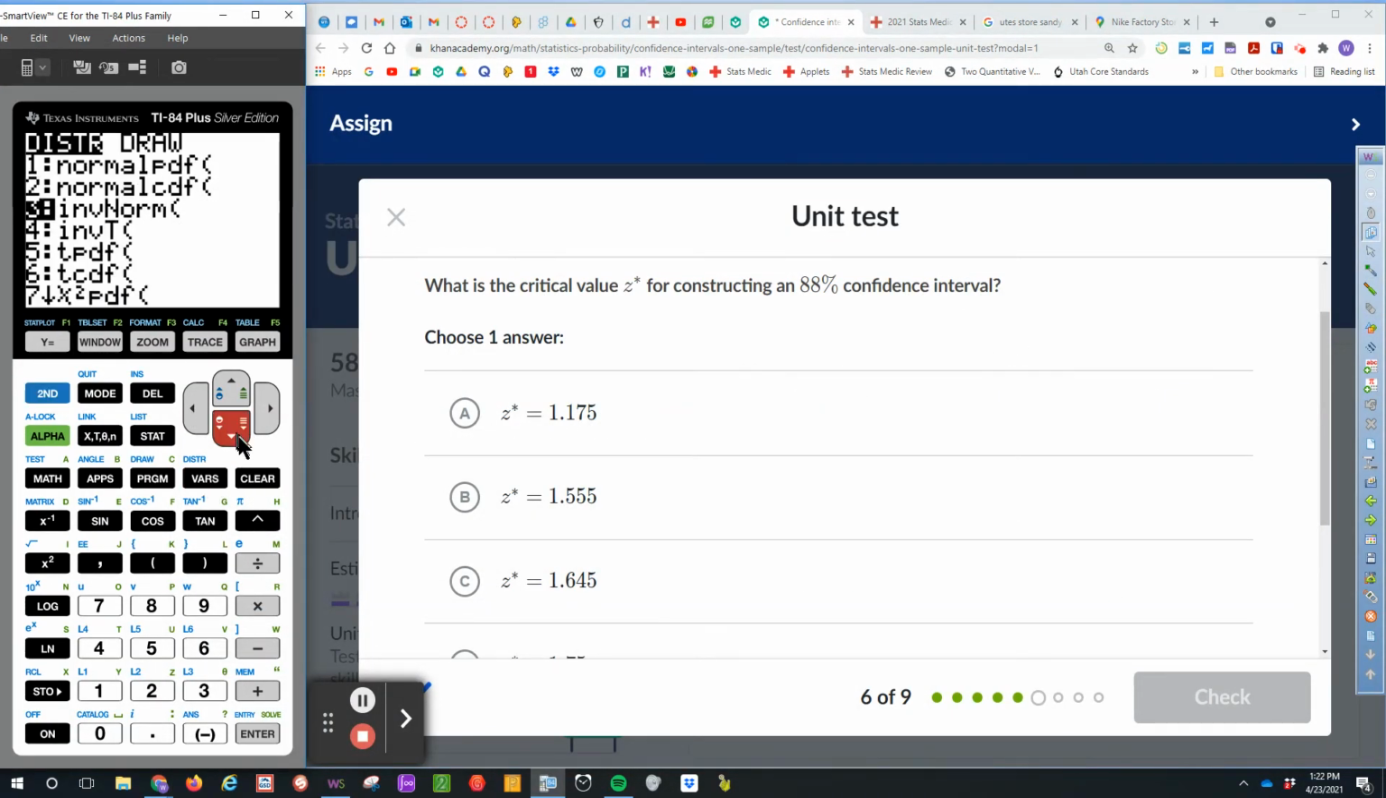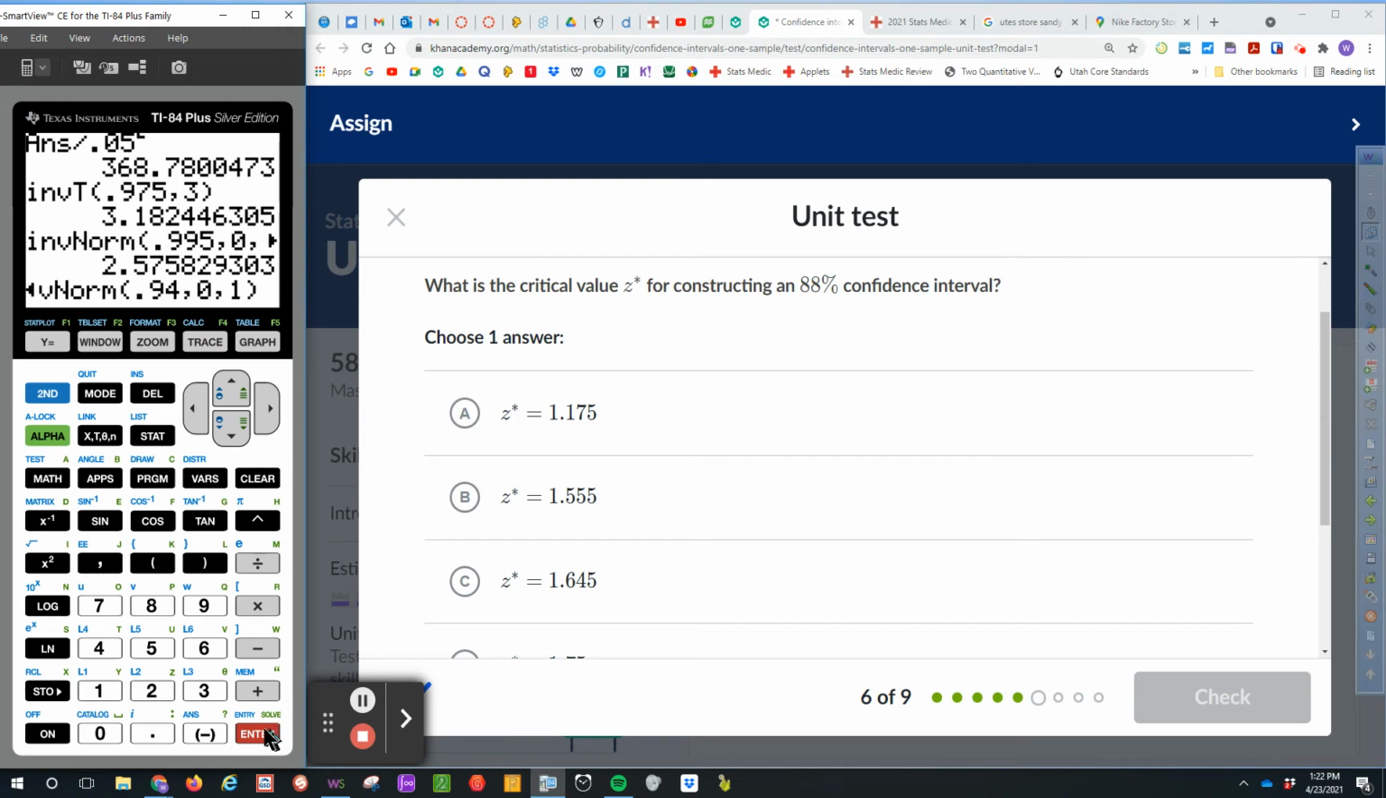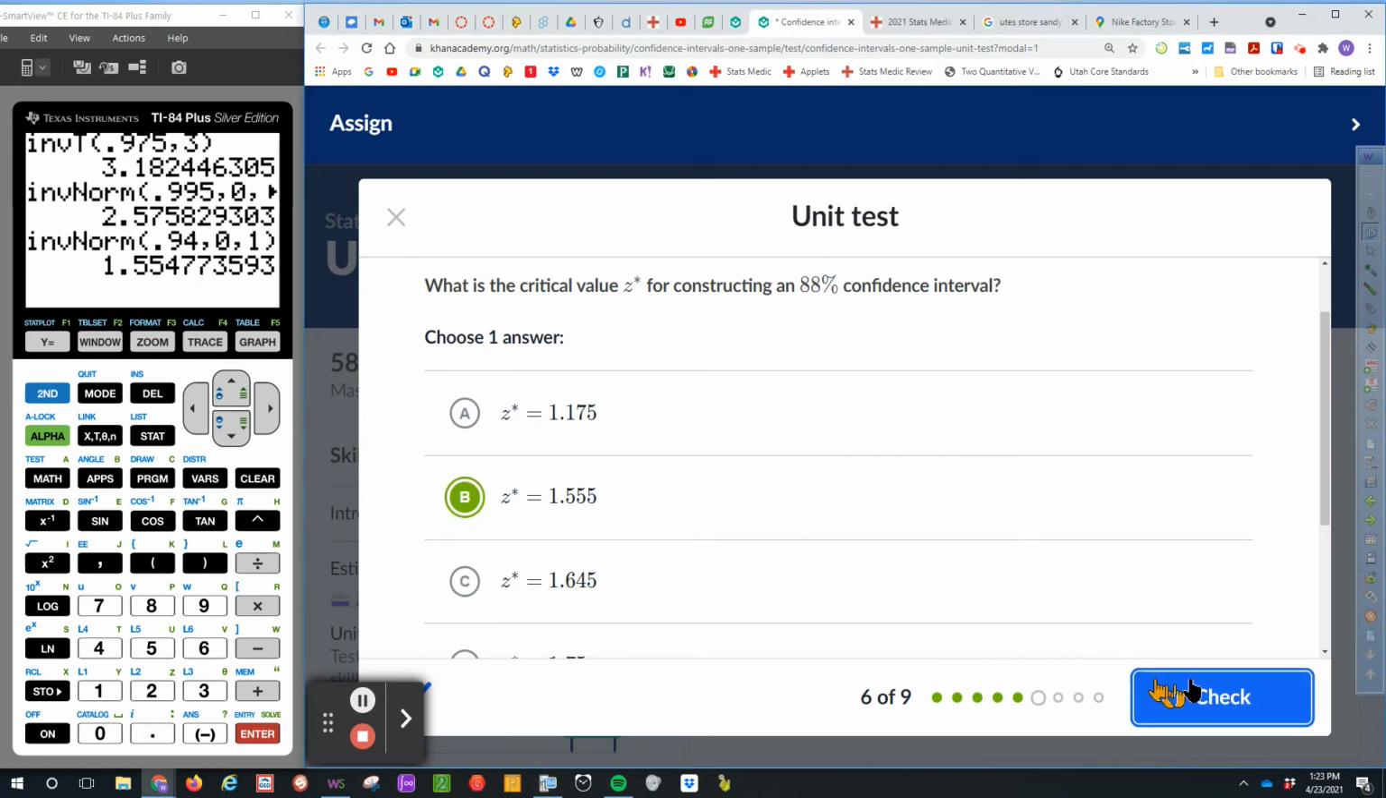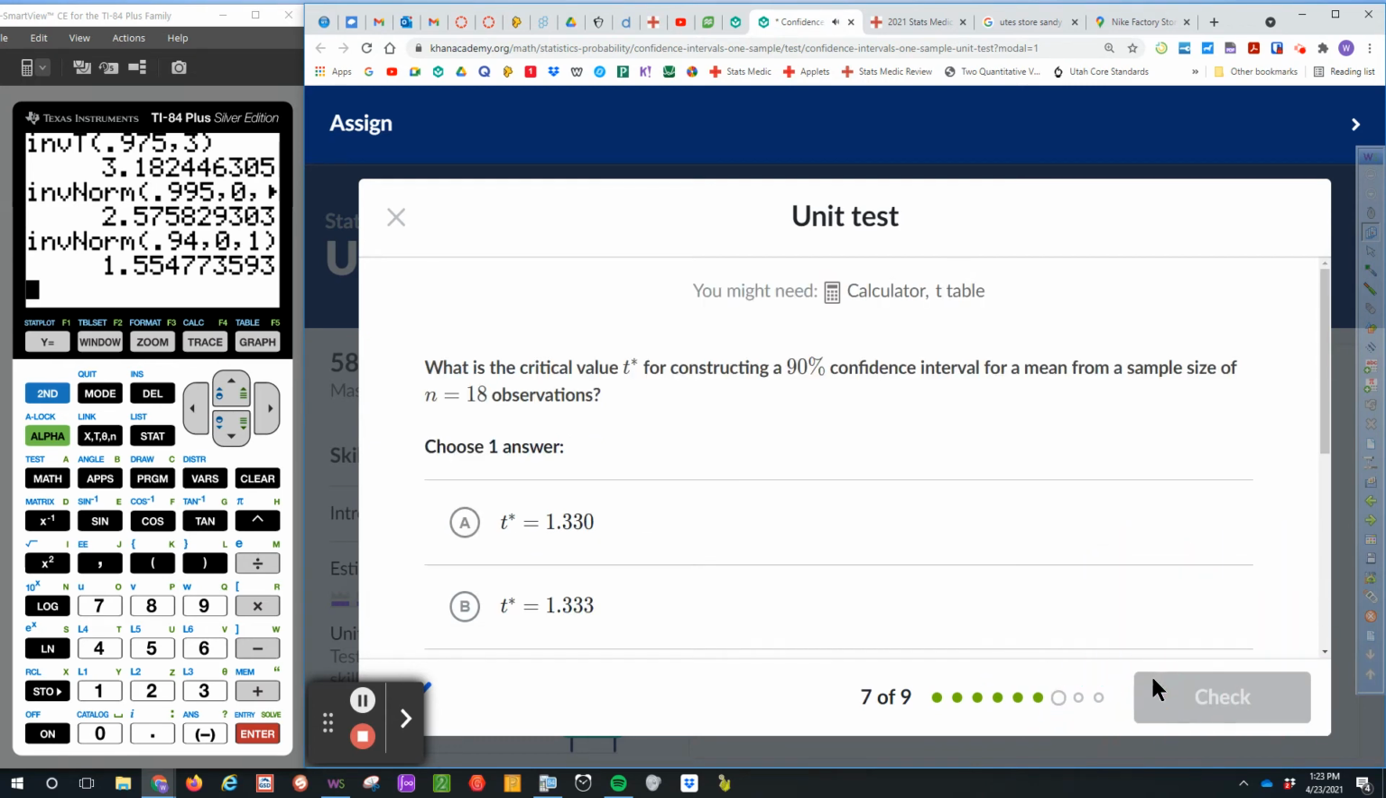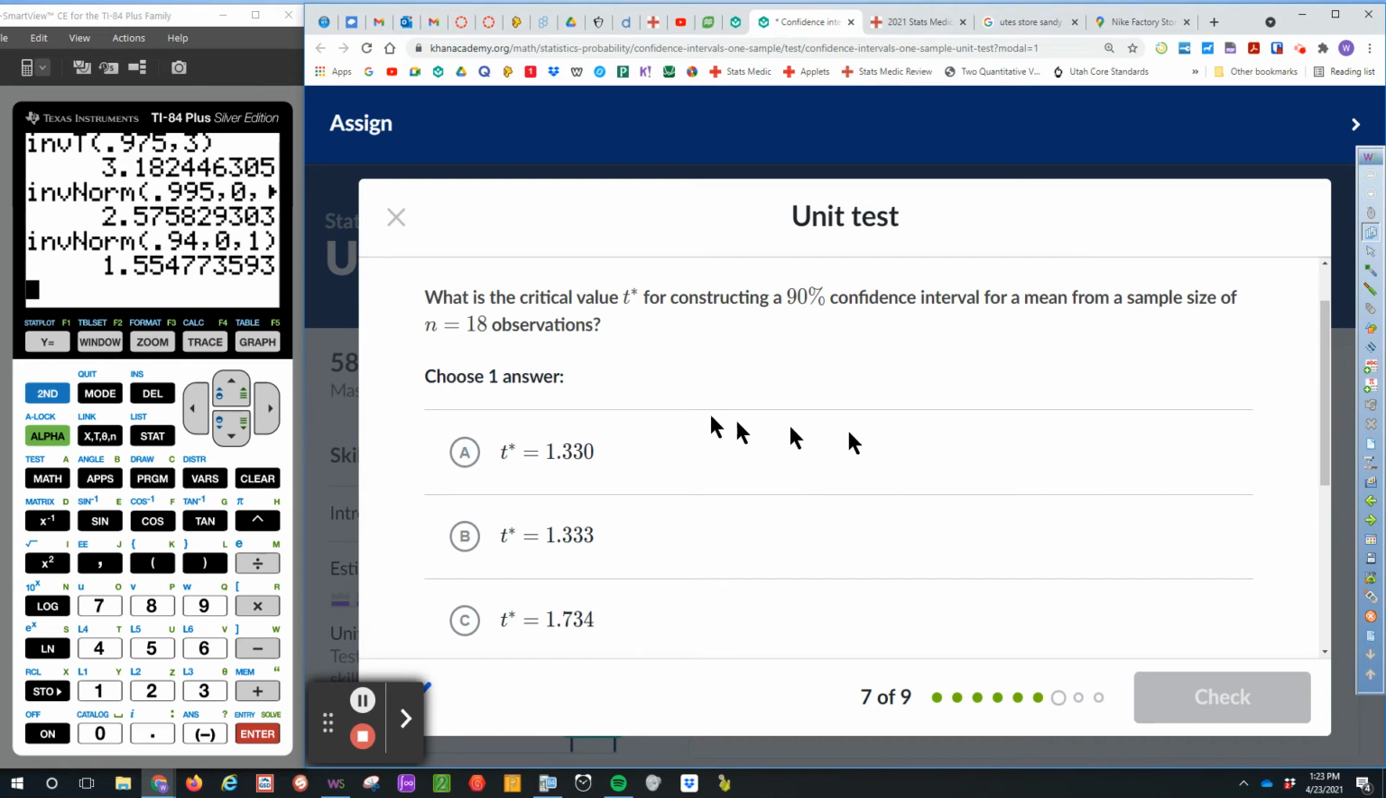Second bars, inverse norm, 0.94, boom, boom, boom. Oh, 1.555 right here. Okay. So here, a critical value. Again, what is the critical value of T star now?